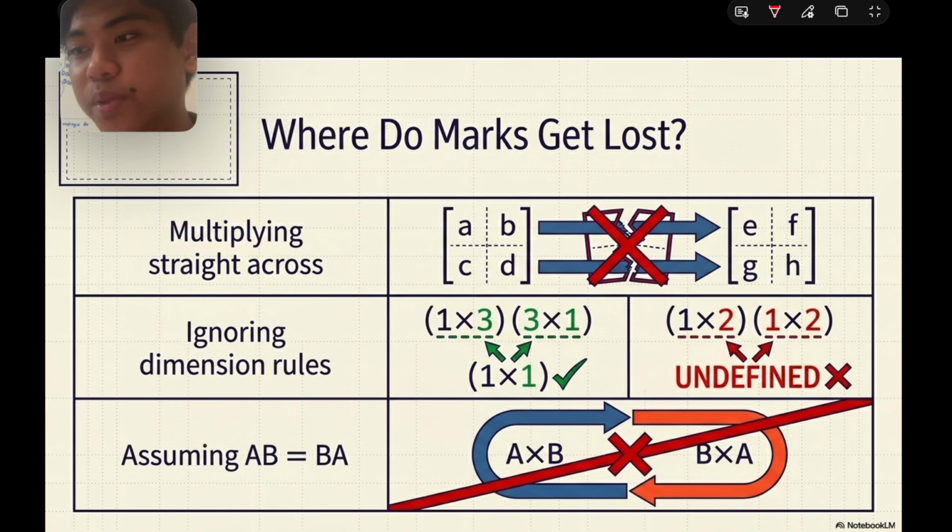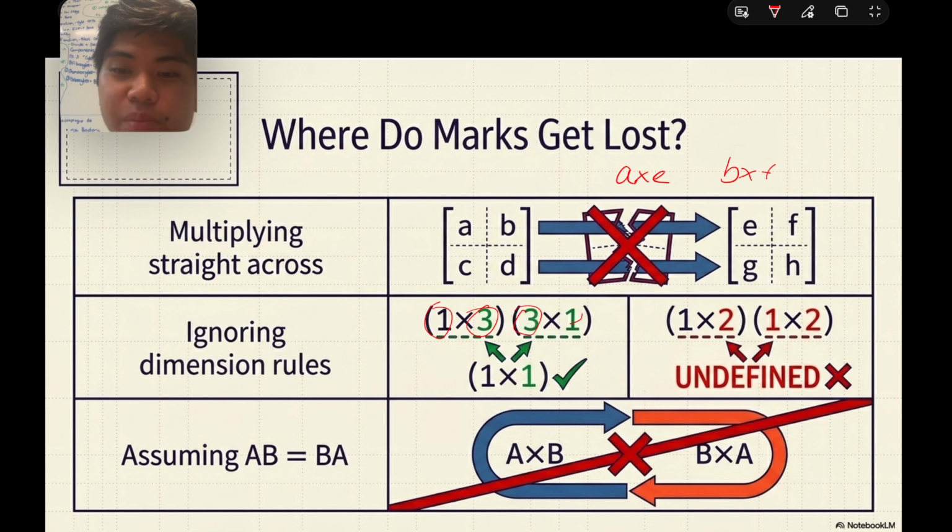So where are the common mistakes? The common mistakes in this topic are multiplying straight across. People might do A times E and B times F. That's incorrect, but it's a very common error if you don't know what you're doing. They also might ignore some dimension rules, noting whether the inner dimensions are equal and then taking only the outer dimensions as our new matrix, and also not recognizing if there's an undefined multiplication, and we can't do that.